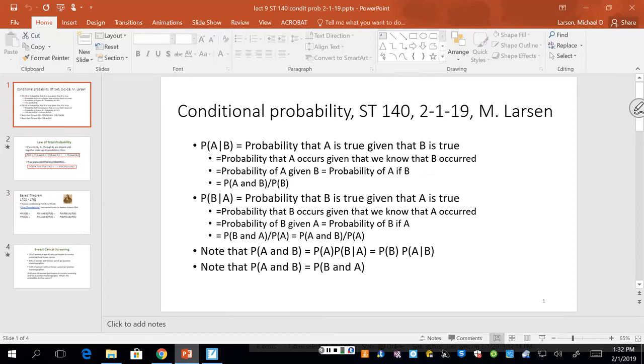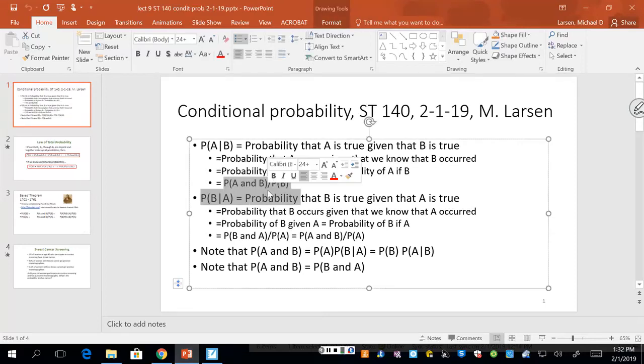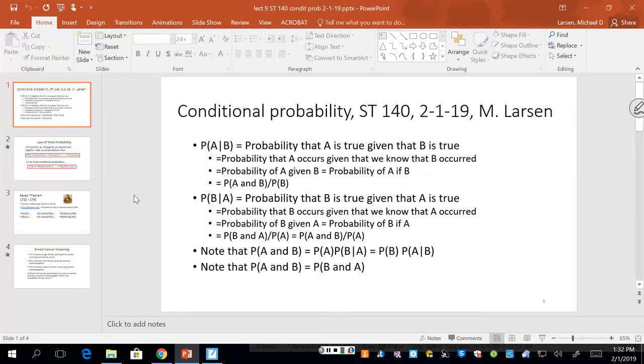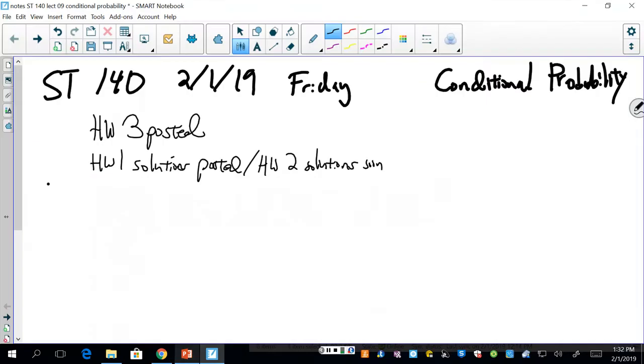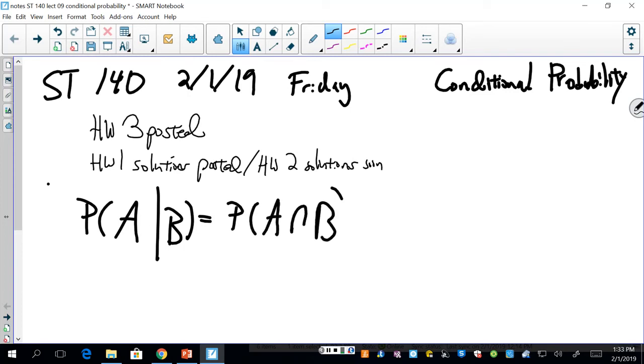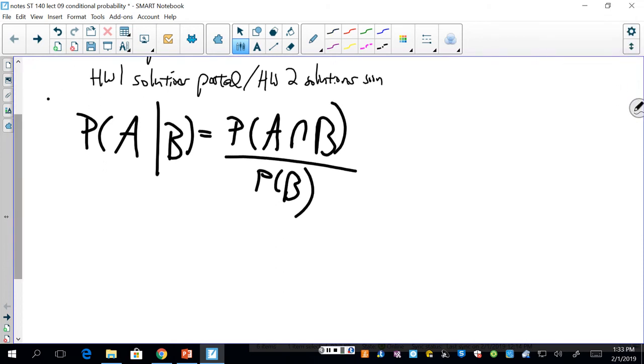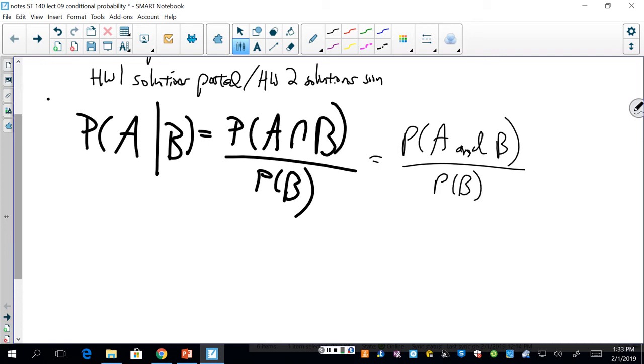Now, a way of computing it is the probability of A and B divided by the probability of B. So our formula for conditional probability is P(A | B) = P(A and B) / P(B). This is the probability that they're both occurring over the chance that B does. And so the thing to the right becomes kind of like a denominator, so you keep it down there.